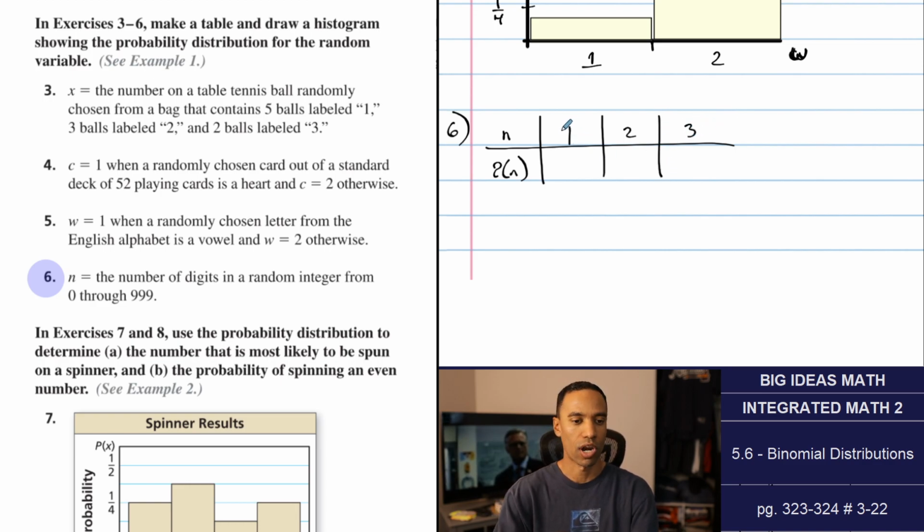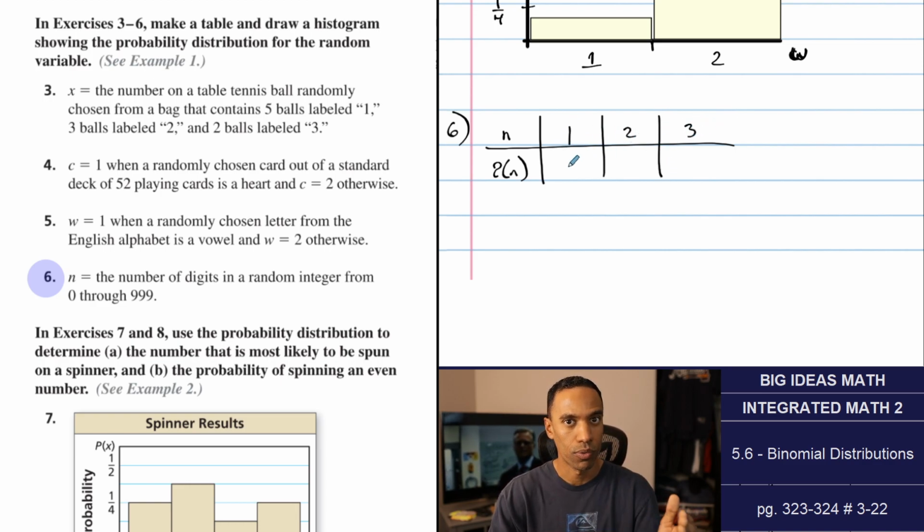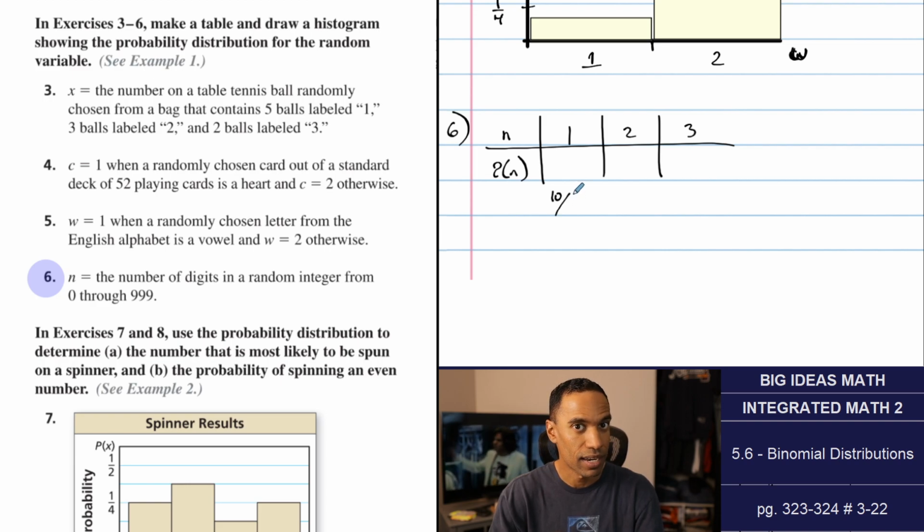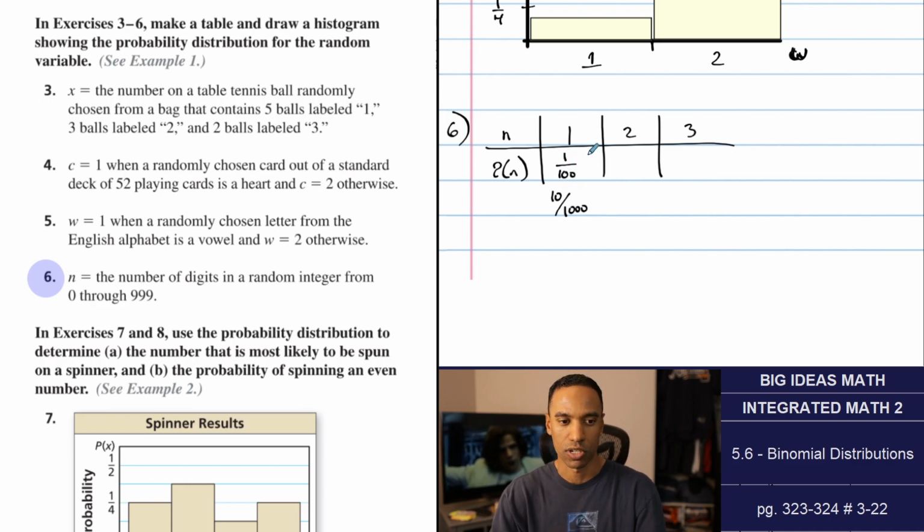How many numbers are 1 digit though? 0 through 9, that's 10 numbers out of the 1,000 numbers represented. Make no mistake, 0 through 999 is 1,000 numbers. So 10 over 1,000 is 1 over 100. There's only 1% of them that are single digit numbers.